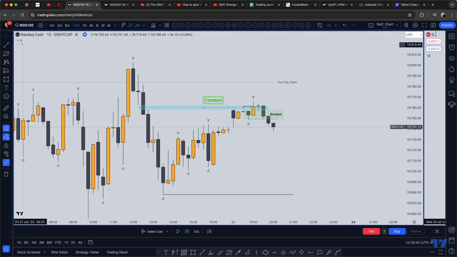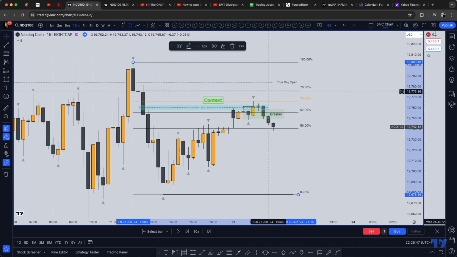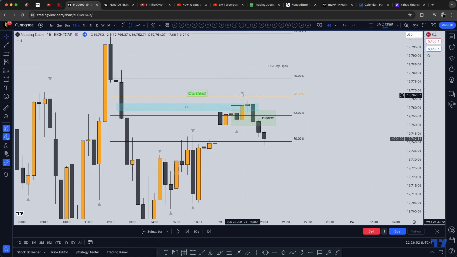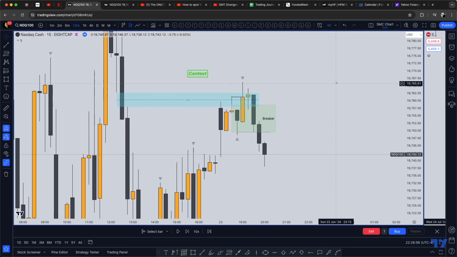Okay, we can also use the Fibonacci if we want, from the high to this low, just to understand where we are. We are in OTE. This is optimal trade entry right here. Perfect. We are in premium, so it's good to be looking for sells.